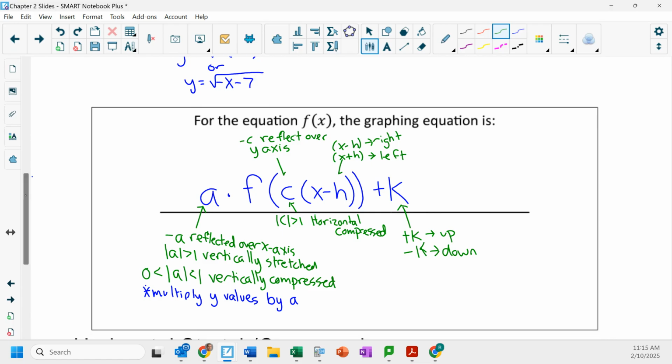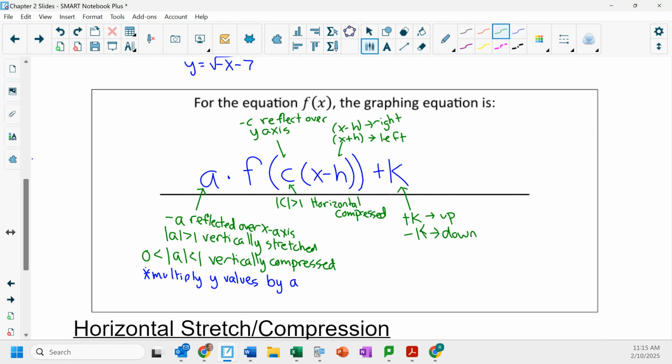So it's kind of the opposite of the vertical. When it was greater than 1, it vertically stretched it. But now when our c is greater than 1, it's horizontally compressing it. And then when our absolute value of c is between 0 and 1, then it would be a horizontal stretch.